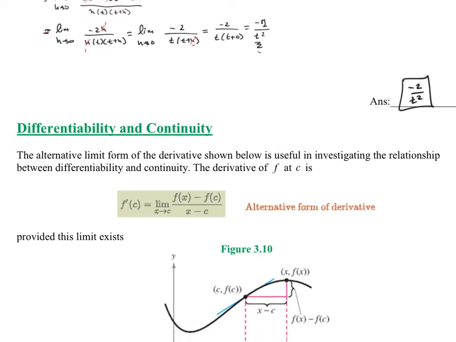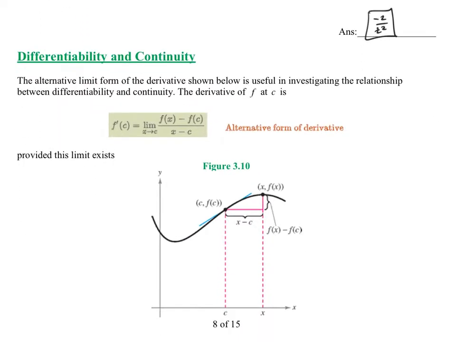Okay, so let's look at the next one, differentiability and continuity. We already know what continuity is. Continuity means the function exists, the limit exists, and the function's equal to the limit value. It says the alternate limit form of a derivative shown below is useful in the investigation of the relationship between differentiability and continuity. The derivative of f at c is f prime of c equals the limit as x approaches c of f of x minus f of c all over x minus c, provided the limit exists.